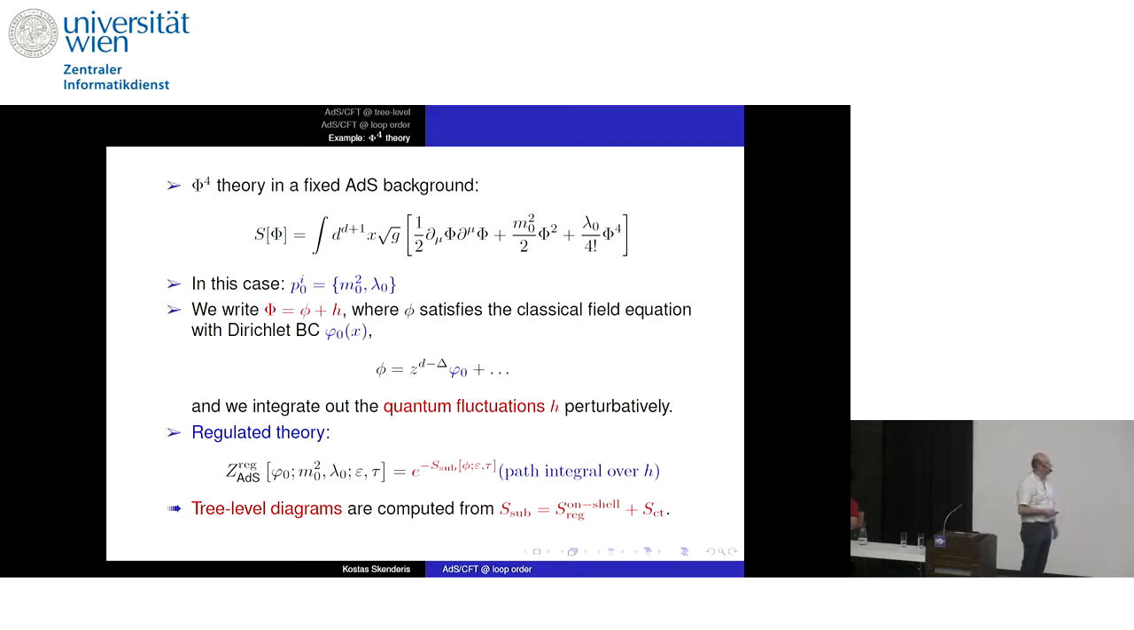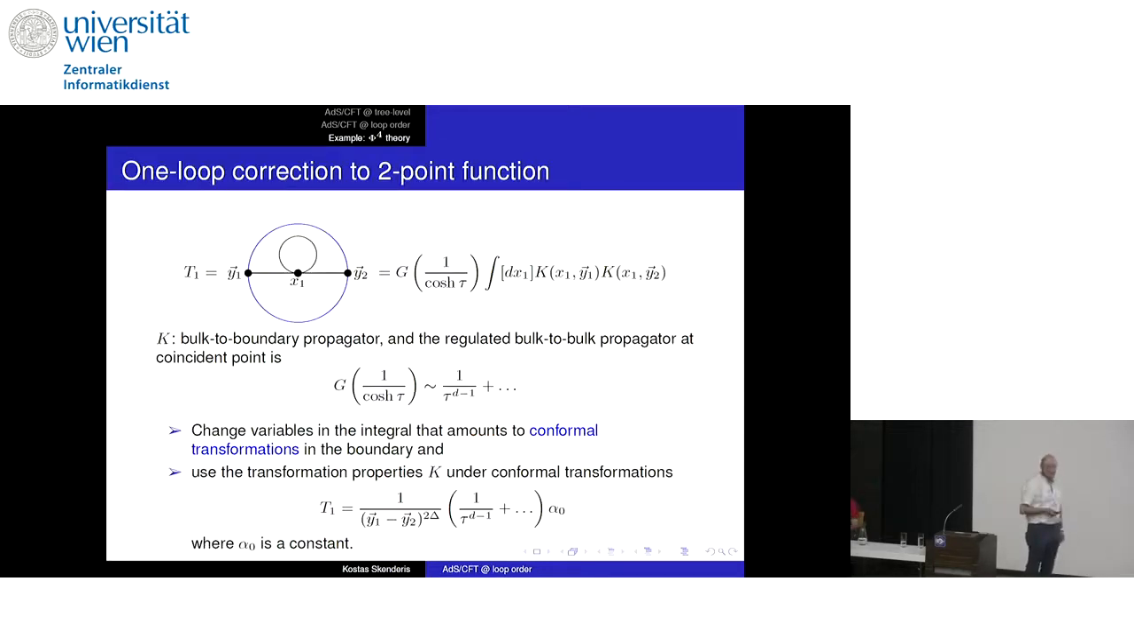Now at tree level, everything comes from here. So you can derive the form of the Feynman diagrams and so on, all of them properly regulated by using this term. Now the main task is to take the contributions from the path integral over H. Okay, so now let's go through one example, the one which has actually appeared in many papers.